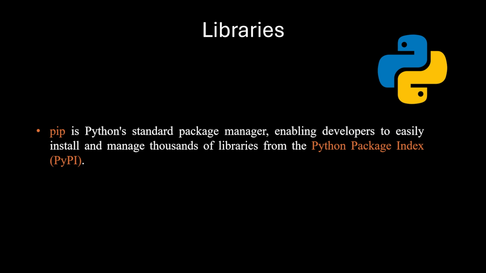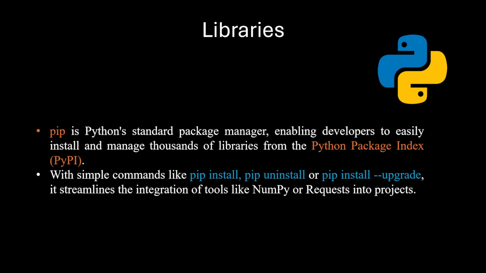So, in order to install or remove external libraries, you have to use Python's standard package manager, pip. Pip is an indispensable tool that simplifies the process of accessing and managing the vast array of libraries available on the Python Package Index, PyPI. By executing straightforward commands such as pip install to add libraries like NumPy, Matplotlib, or requests, pip uninstall to remove unwanted packages, or pip install --upgrade to update libraries to their latest versions, developers can seamlessly integrate powerful tools into their projects, significantly enhancing productivity and reducing development time.